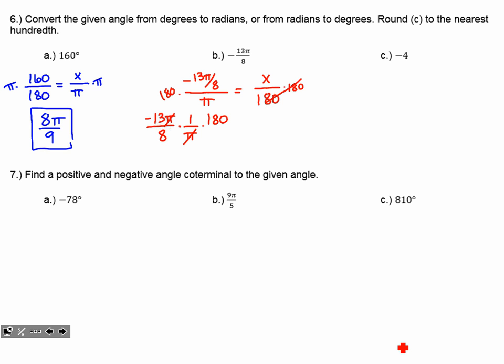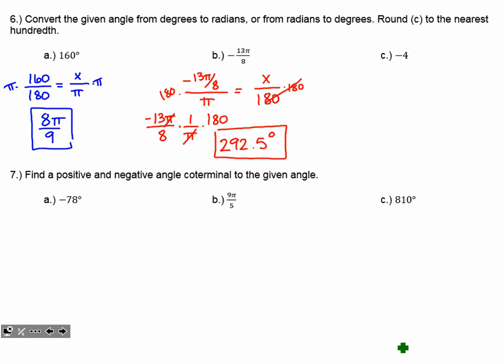So negative 13, I'm going to turn to the calculator for this. I got negative 13 times 180 and then divided by 8. Oh, and I do get a decimal for this one as well, 292.5. And I converted that to degrees. I better put my degree symbol there.